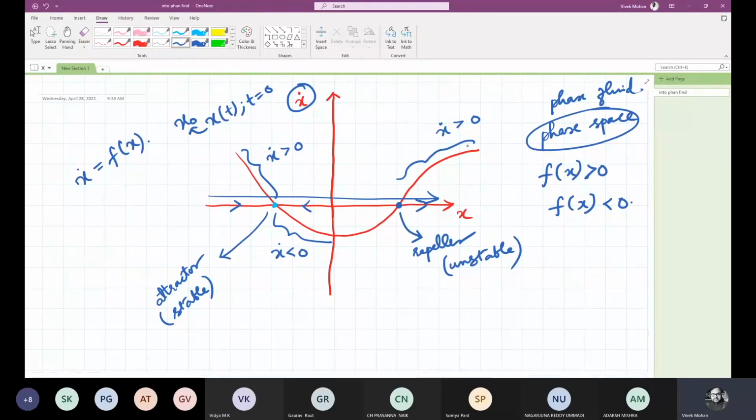And as time goes on, because this is a function of time, x of t, the phase point moves along the x-axis according to some function x of t, and the function is called the trajectory. So x of t is called the trajectory.